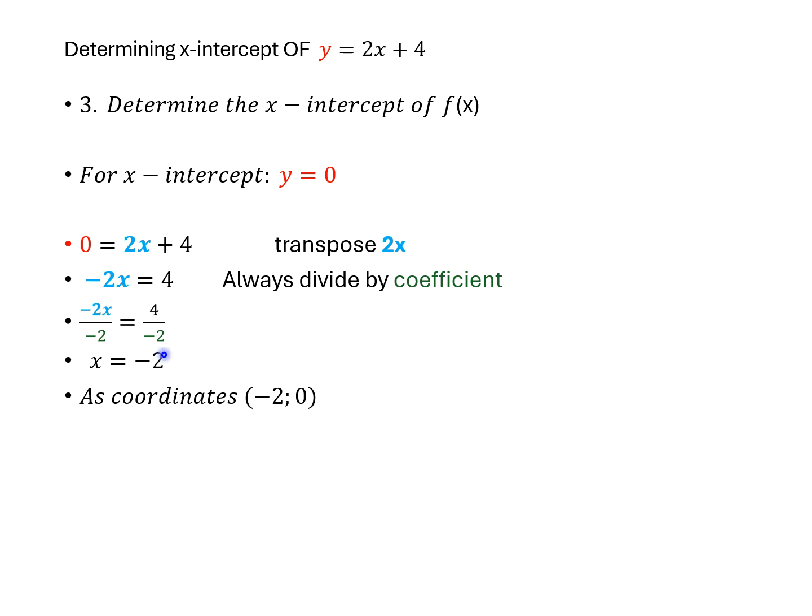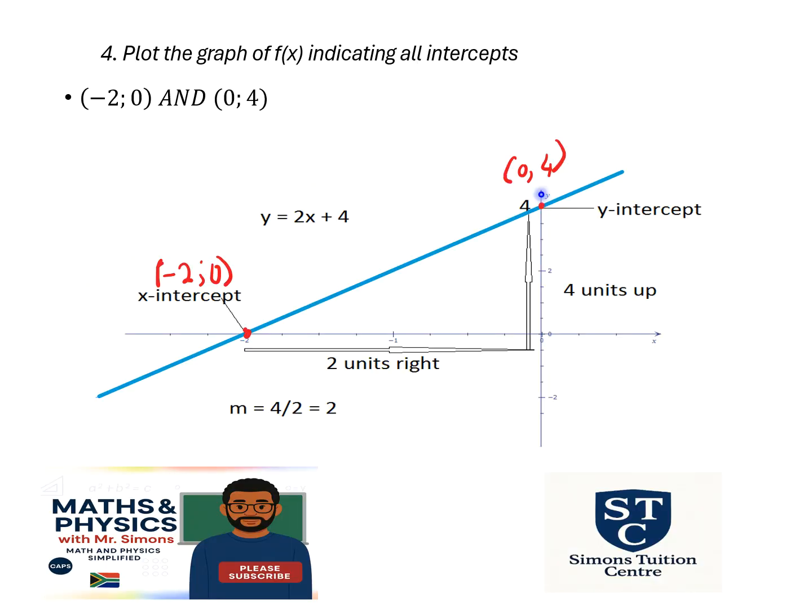So 4 divided by negative 2: the negative 2s cancel and I'm left with x. 4 divided by negative 2 gives me negative 2. So my coordinates: x is negative 2 and y is 0. That is how I find the x-intercept. For the x-intercept, it will always be y equals 0. For the y-intercept, it will always be x equals 0.